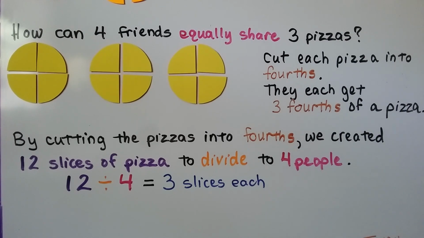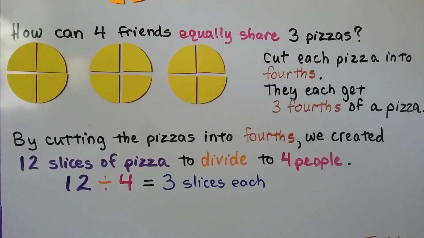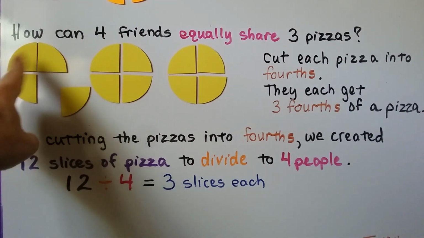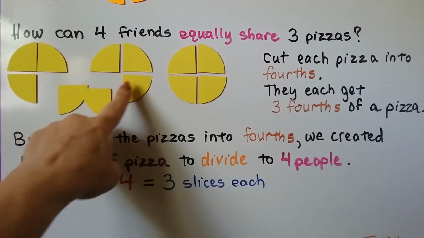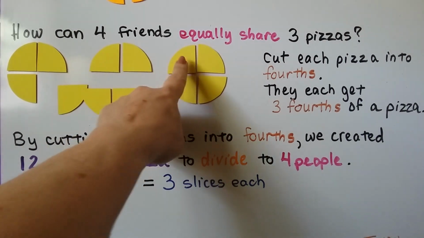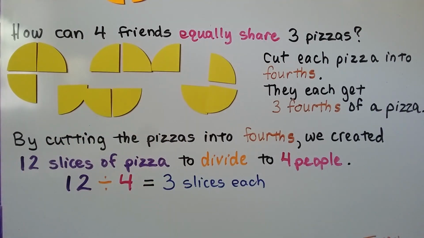How can 4 friends equally share 3 pizzas? If we cut each pizza into fourths, so they're each in 4 equal parts, they could each get 3 fourths of a pizza. These 3 pieces would be 1 friend. These 3 pieces would be another friend. These 3 would be the 3rd friend, and these 3 would be the 4th friend.